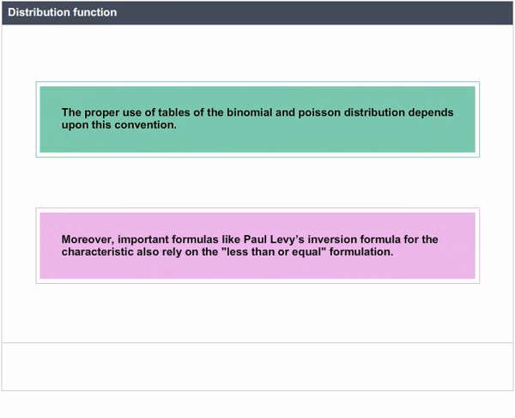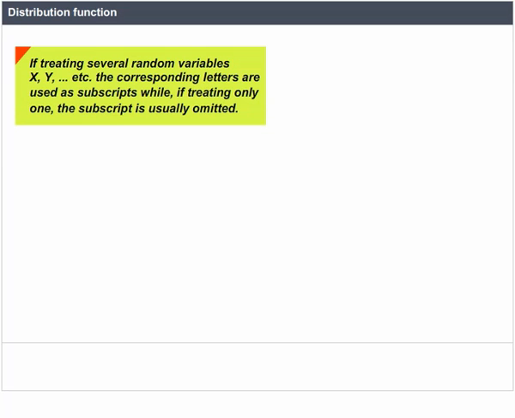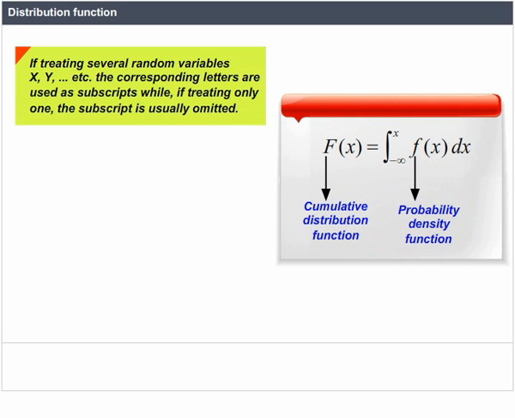If treating several random variables X, Y, etc., the corresponding letters are used as subscripts, while if treating only one, the subscript is usually omitted. F(x) equals the integral from minus infinity to x of f(x) dx. Capital F is called the cumulative distribution function and small f is called the probability density function.